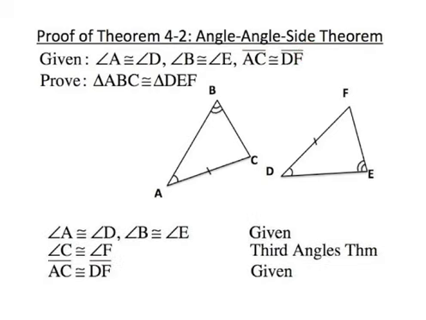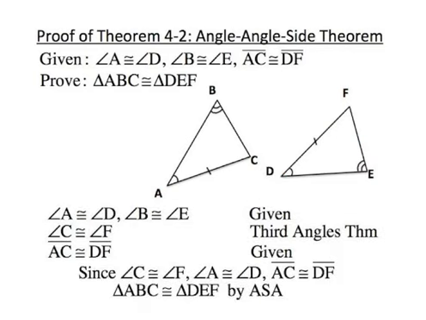So now, since we know that angle C is congruent to angle F, and angle A is congruent to angle D, and segment AC is congruent to segment DF, we can say that triangle ABC is congruent to triangle DEF by angle side angle. So by using the angle side angle postulate, we have just proven theorem 4.2, the angle side theorem.